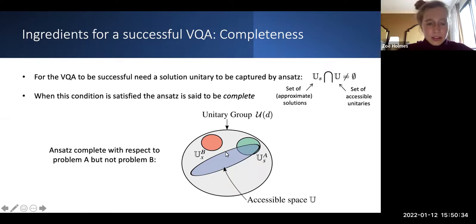I think this is best understood pictorially. Here, the big gray oval is the total space of unitaries, and this blue oval could be the set of unitaries accessible by your chosen ansatz. Then suppose there are two problems you're trying to solve, problem B and problem A. They could correspond to two different target unitaries you're interested in learning. Well, the intersection between the set of accessible unitaries and the set of solution unitaries for problem A is non-empty. So this ansatz could be used to try and solve problem A, but you're not going to be able to use it to solve problem B because none of the solutions are contained within the ansatz.